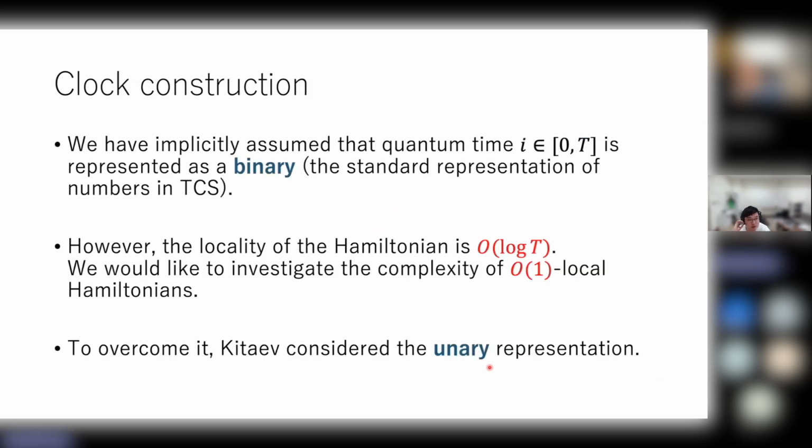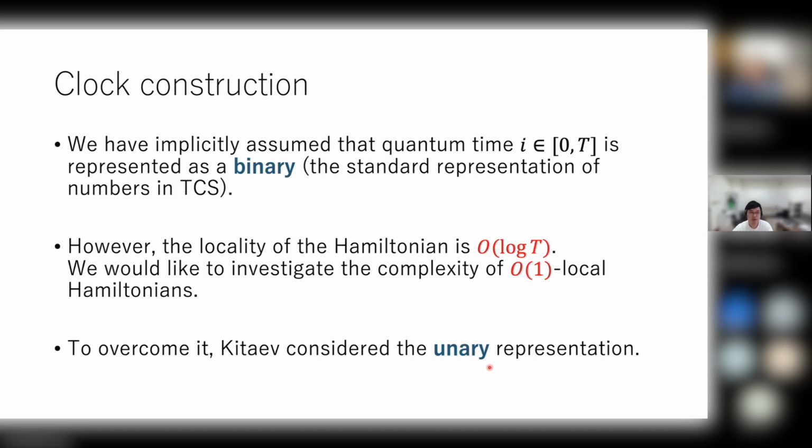And okay, in the previous slide, we implicitly assumed that the clock representation is binary rather than unary. Binary: when we add 1 to 0, 1, 1, 1, 1, we have 1, 0, 0, 0, 0. Which means the locality of the Hamiltonian is log t, where t is the number of gates for the verification circuit, which is usually some poly n. So the locality grows as usually polylog n.